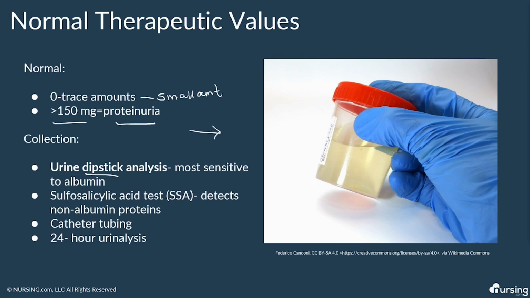There's also the sulfosalicylic acid test, which detects non-albumin proteins, where the normal urinalysis pretty much takes albumin into account the most. A sample can also be taken off of catheter tubing and shouldn't be taken out of the bag. We want to know exactly what's coming out from the bladder, not what's had a chance to sit in that nasty little bag. It can also be evaluated after a 24-hour urine collection in urinalysis.